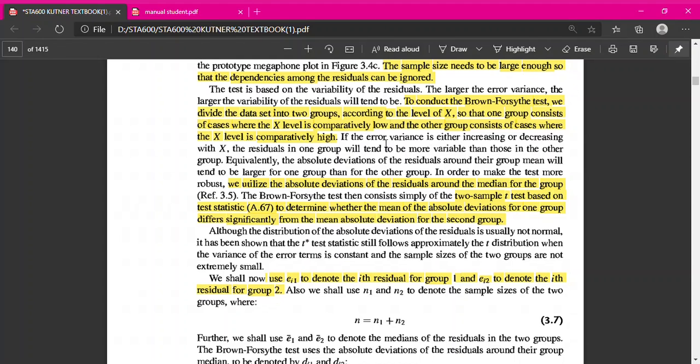Then to conduct the Brown-Forsythe test, we divide the data set into two groups according to the level of X. So you need to arrange the data set according to the level of X, but bring along the Y, so that one group consists of cases where the X level is comparatively low and the other group consists of cases where the X level is comparatively high. So we divide into two parts: the first part of the data arranged with the low group of X level, and the other group for the higher group of X level.